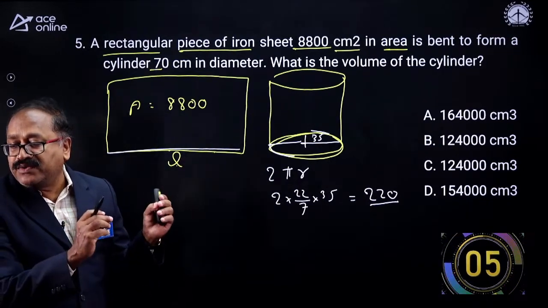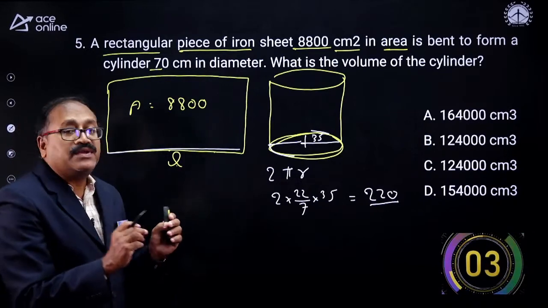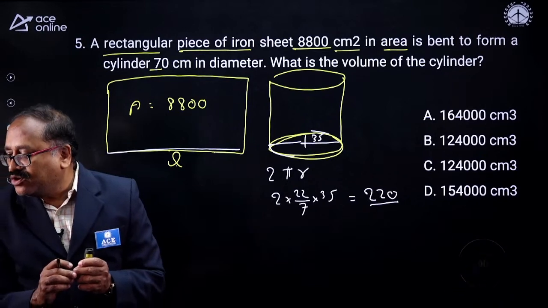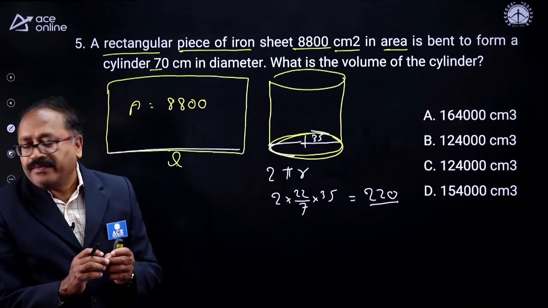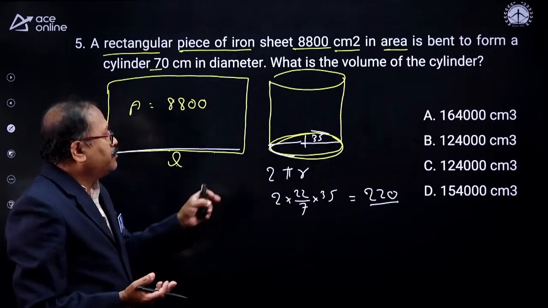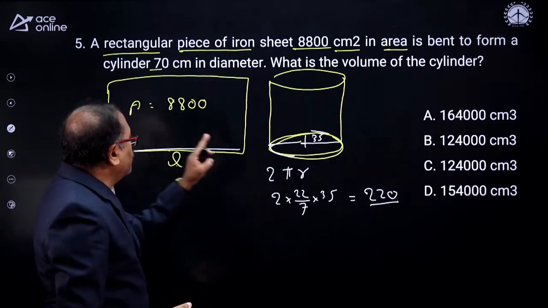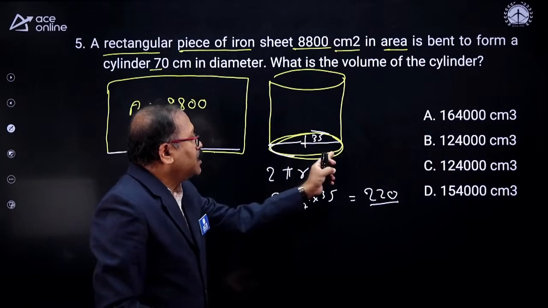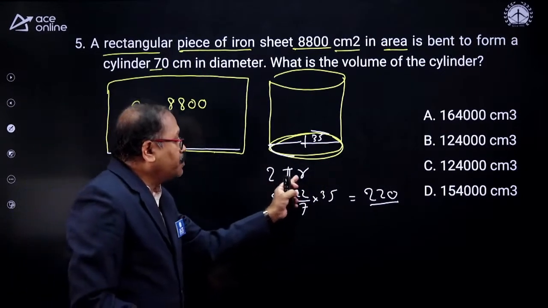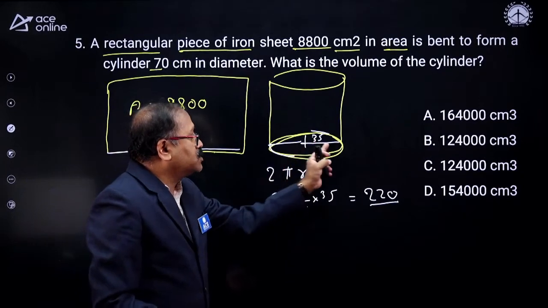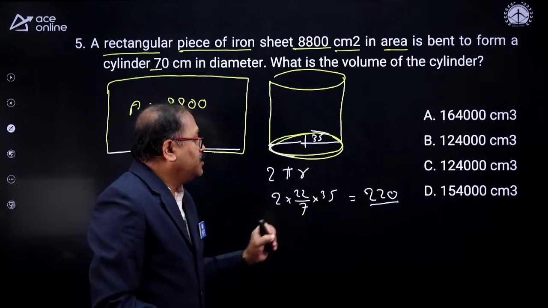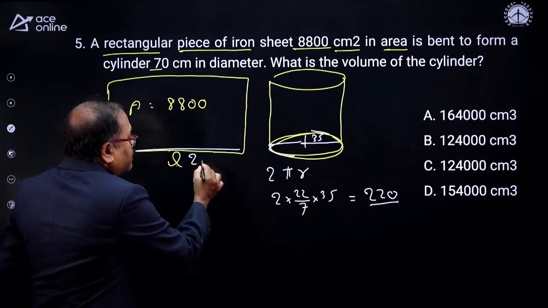Yes, friends, you will gradually learn this. You will gradually learn this type of questions. Anyone answer the question? Sai Kumar? Okay. Not to worry, I will explain everything in detail. So, when this is folded, this circumference is nothing but the length of the sheet, and that is 2 pi r, and we have the r because diameter is 70, so r is 35. We got this L is 220.